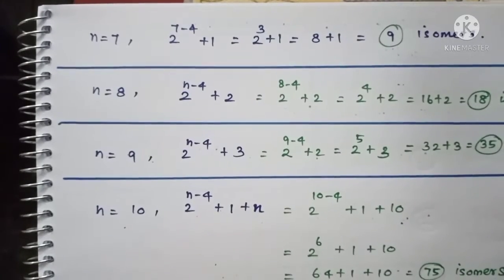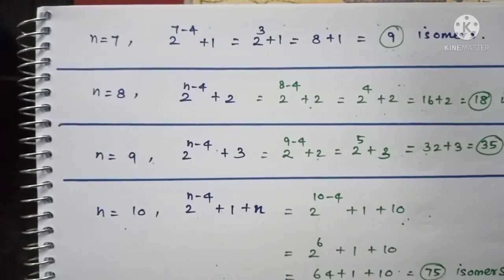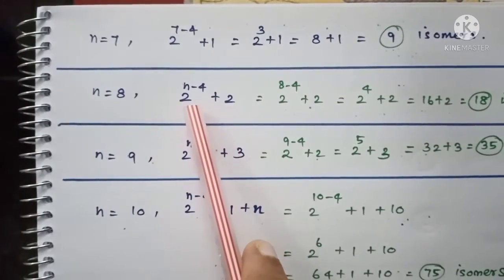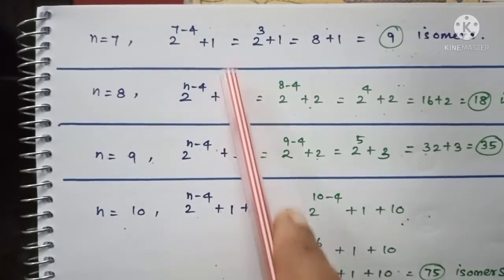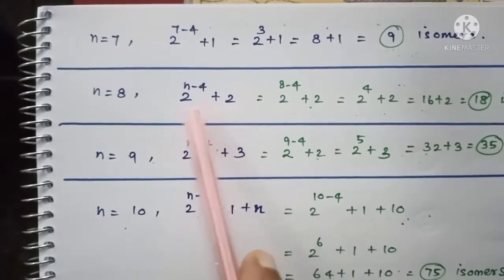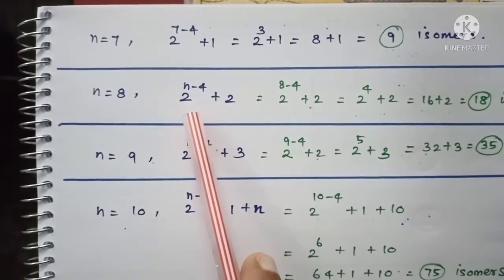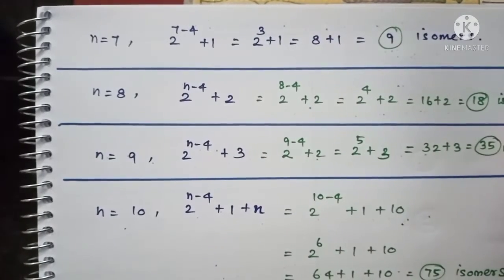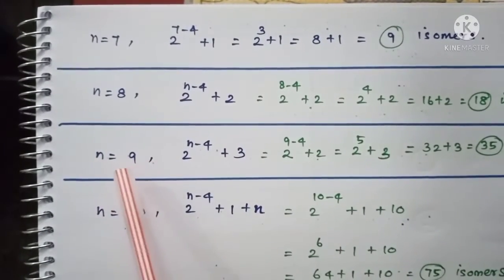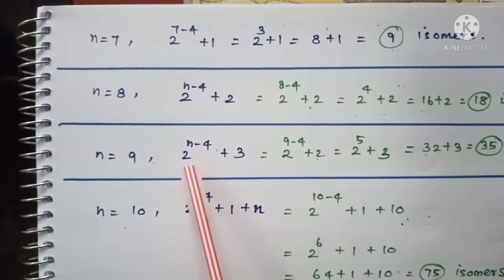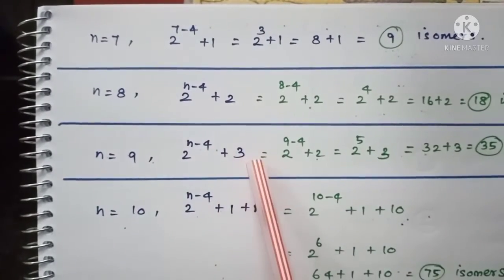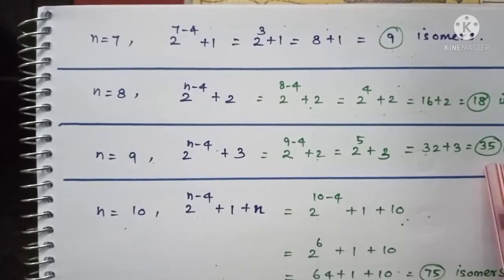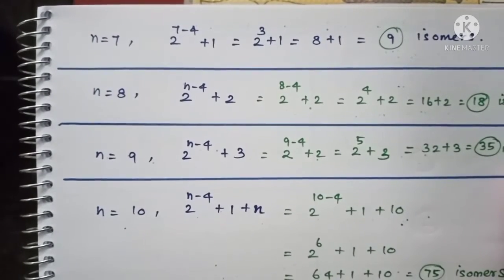Whereas for the other members, alkanes with carbon number 8, 9 and 10, we have different formulas. For carbon number 8, the formula is 2 power n minus 4 plus 2. So far we used plus 1, but for the 8-carbon derivative it is 2 power n minus 4 plus 2. When you substitute the values, you will get about 18 isomers. For carbon number 9, the formula is 2 power n minus 4 plus 3. So for a carbon number 9 alkane, we get 35 isomers possible.